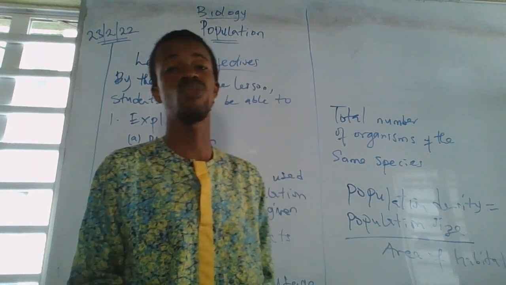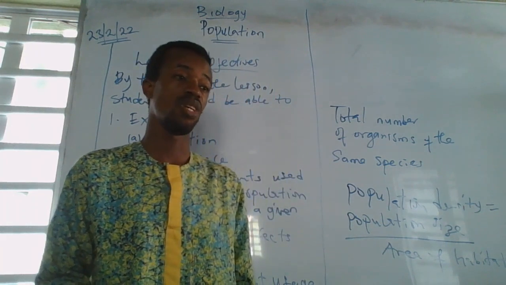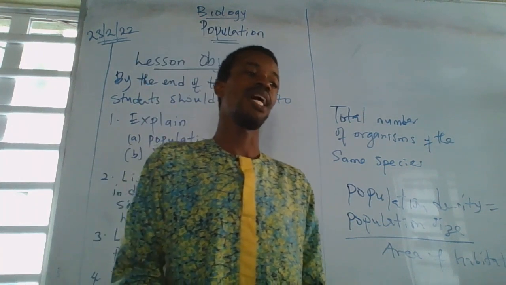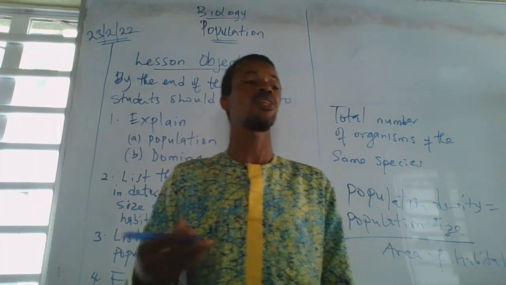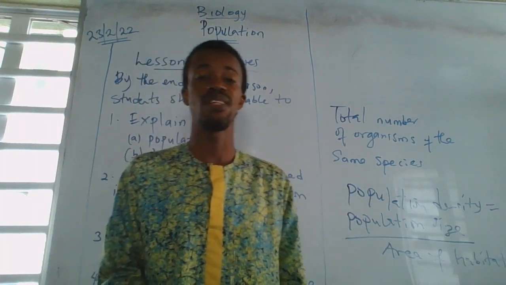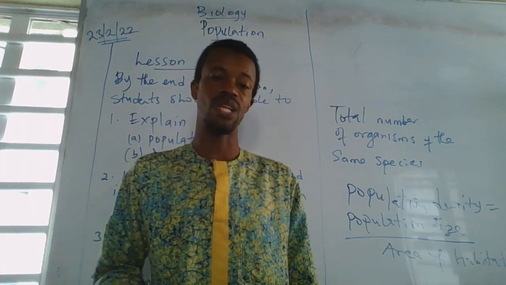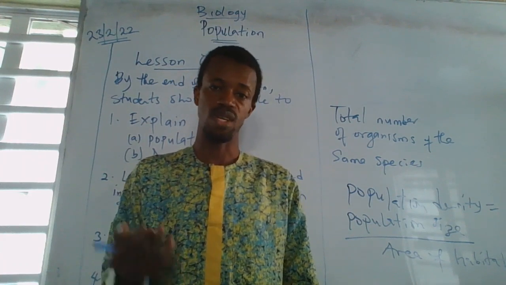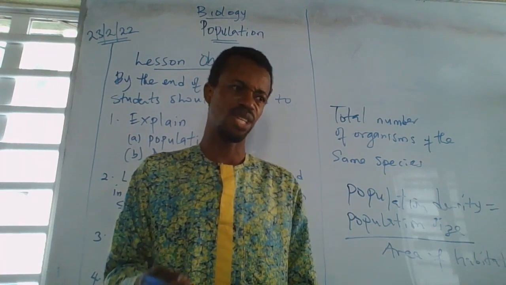As you know, natality has to do with the rate at which living organisms are being given birth to. As in, the more the natality, the more the population. And mortality has to do with death rate. A lot of things can cause death. And when they begin to die, it reduces the population of the environment. Then the next one is emigration.